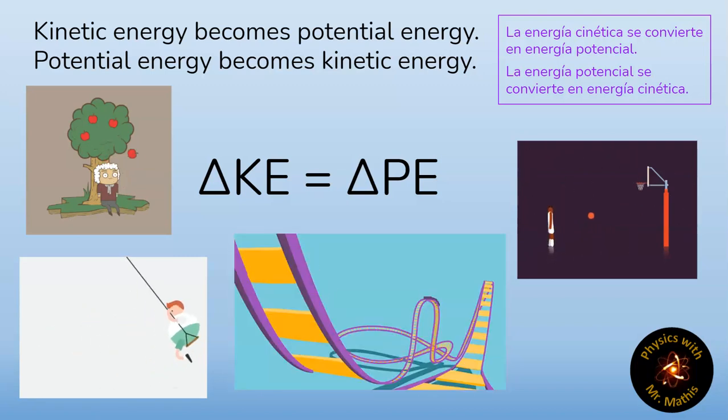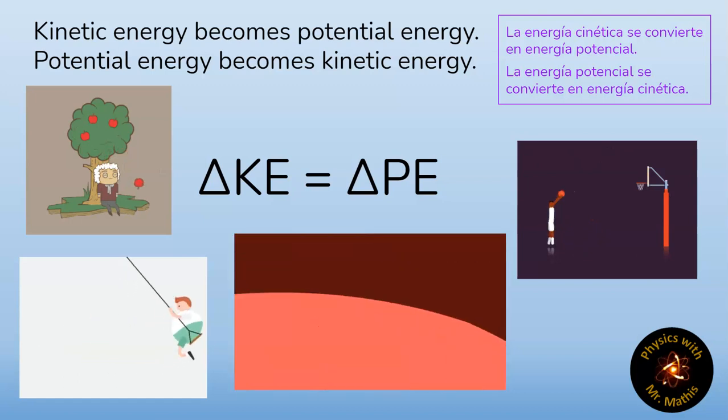So as a kid swings back and forth on a swing, they lose potential energy but gain kinetic energy as they swing down. And then as they swing back up, that kinetic energy changes back into the same amount of potential energy.